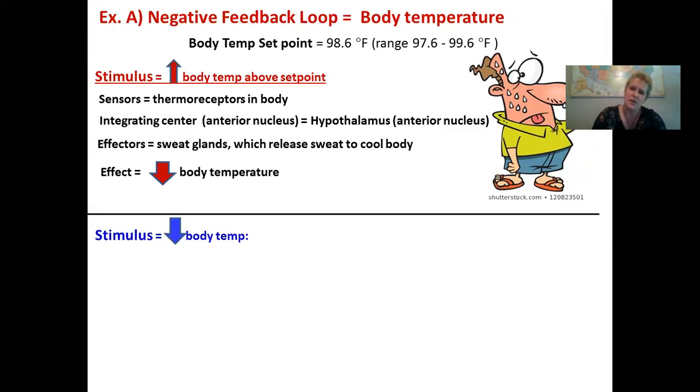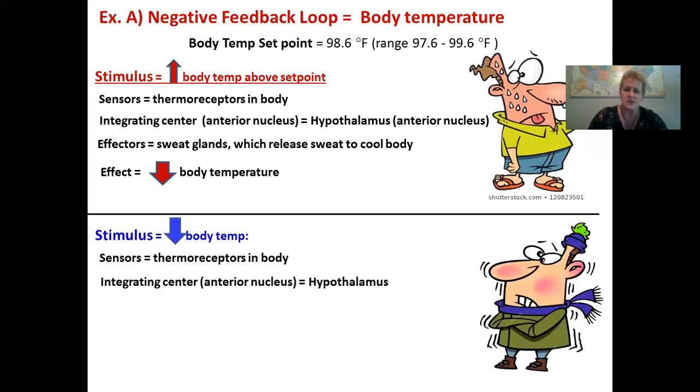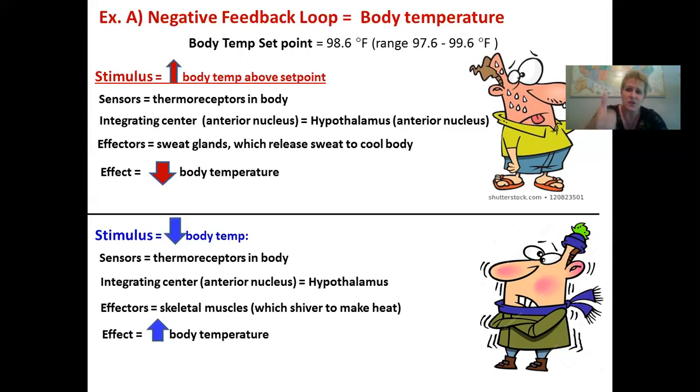Okay, so what happens when your body temperature drops too low? So that's the stimulus. The same sensors detect it, the same integrating center responds, but what it stimulates is something different. Its effectors that are stimulated are going to be your skeletal muscles, and you'll shiver, right? And when your skeletal muscles contract on and off, they're going to produce heat, and that's going to warm your body, and that's going to bring your body temperature back up to within normal range.